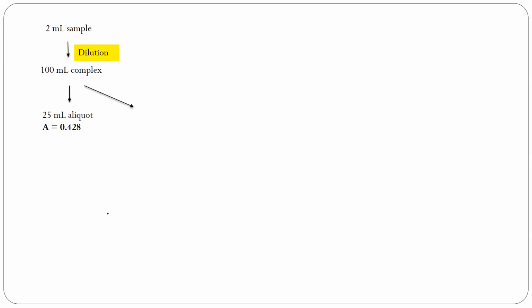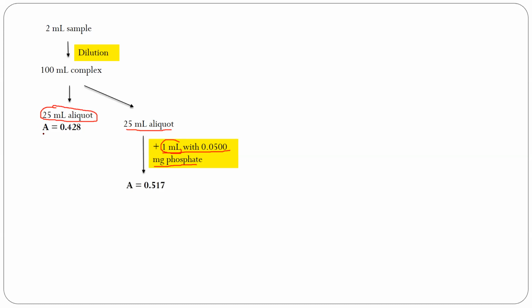Next, another 25 ml aliquot, ang ginawa mo doon is nag-spike ka. Dinagdagan mo siya ng 1 ml with 0.05 mg phosphate. Ibig sabihin, yung concentration na nilagay mo is 0.05 mg per ml, and yung volume na nilagay mo is 1 ml. So, ginawa siya sa isang separate aliquot. But, you can actually do it in the same aliquot. Okay? Pwede mong ilagay, spike mo dito yung nilagay mo. You can do that. So, pwedeng magkaibang aliquot, pwedeng the same aliquot. So when you did this, you obtained an absorbance of 0.517.